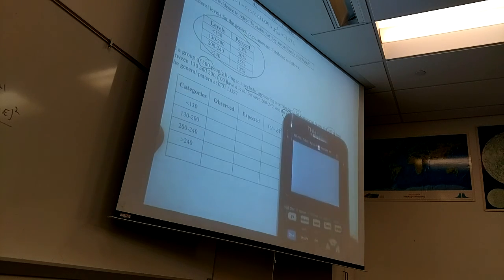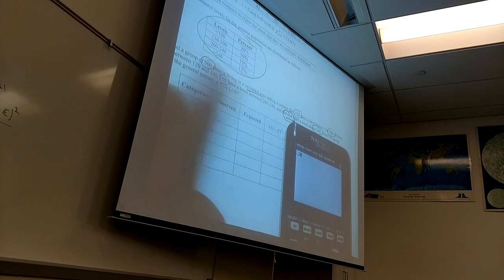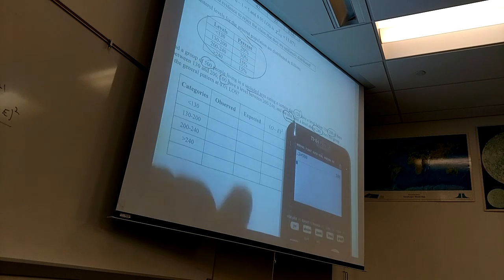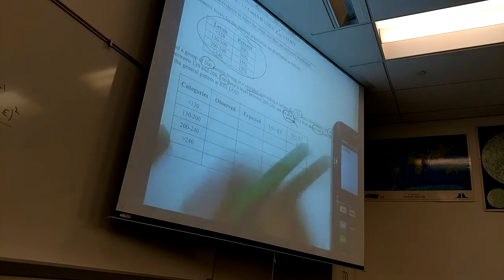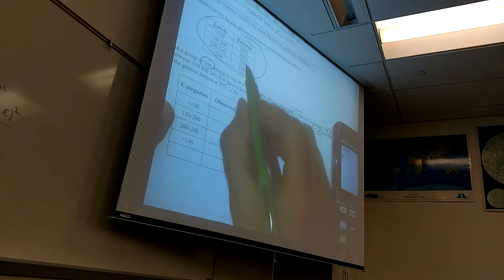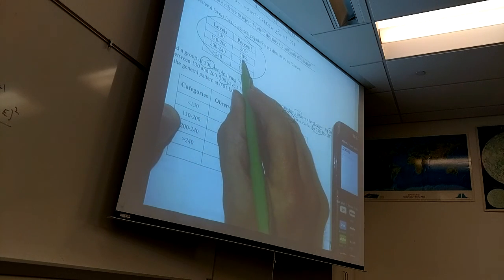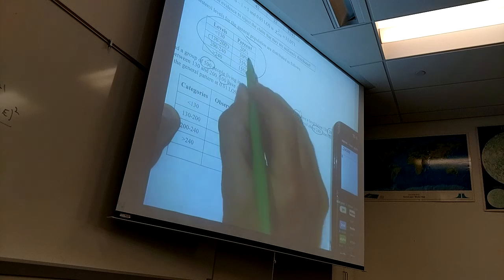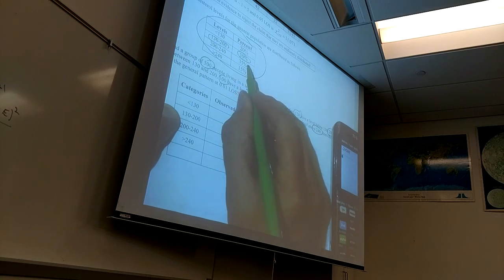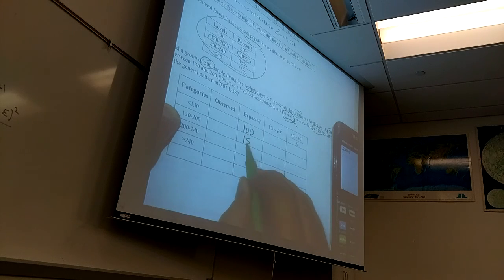All right, guys, let's see. So, less than 130 cholesterol level, I expect 0.2 times 500, I expect 100. So make sure you put that in the right place. 30% of 500 is... right, I expect 130 to 200, I expect 30% of the population to have that. So 30% of 500 is 150.